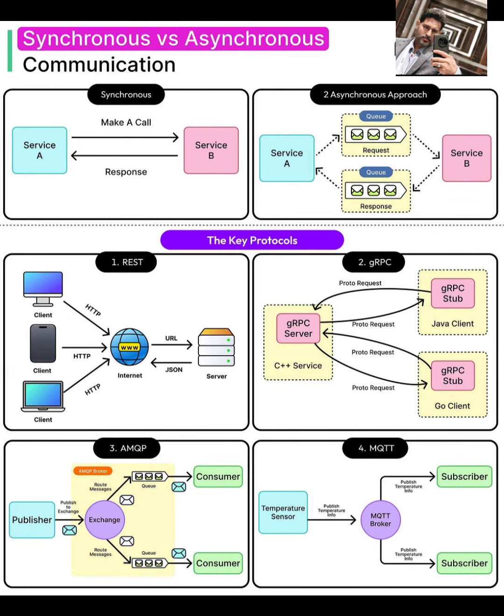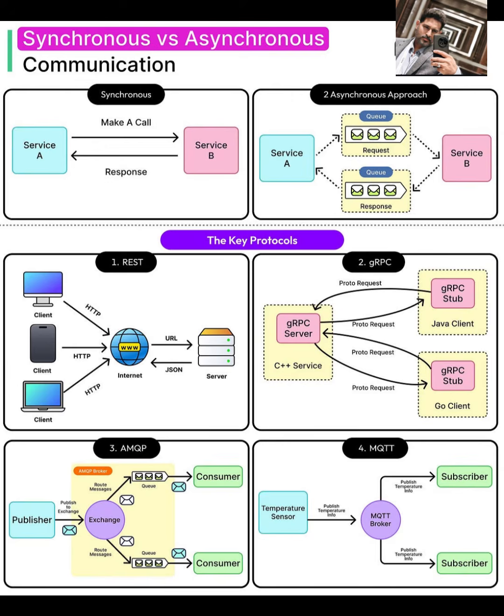Now, different protocols and technologies are used to implement these communication styles. Let's look at 4 key examples shown below. First, REST. This is very common for web services, typically operating over HTTP. When a client uses REST, it sends a direct HTTP request, like GET, POST, to a server at a specific URL. The server processes it and sends a JSON or other response back. This is usually a synchronous pattern. The client makes the request and waits for the immediate response.